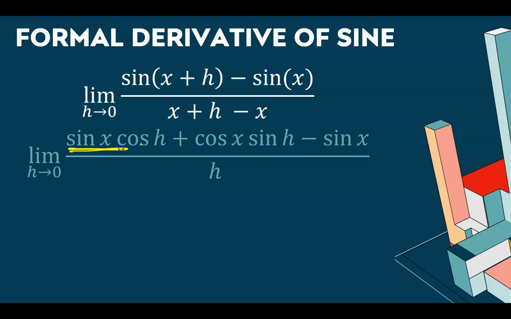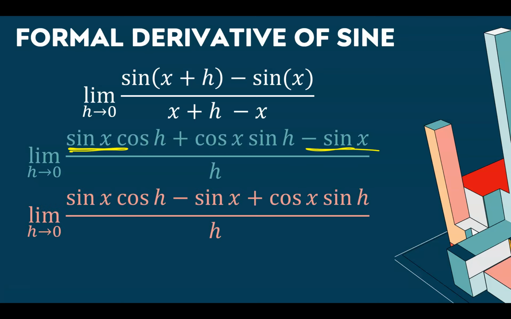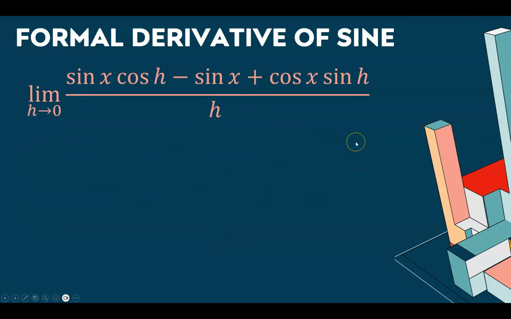And what I hope you notice is, hey, sine of x shows up in two places here. Let's move those together. So I'll leave sine of x, cosine of h out front, and then minus sine of x next. And then cosine x sine h just kind of gets moved over here. All right, so I need some more room. And, well, what could we do? Oh, these both have sine of x.